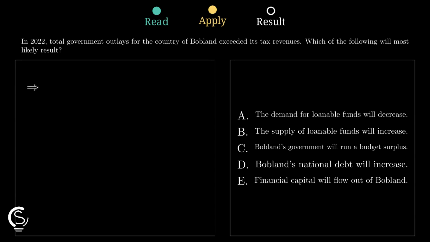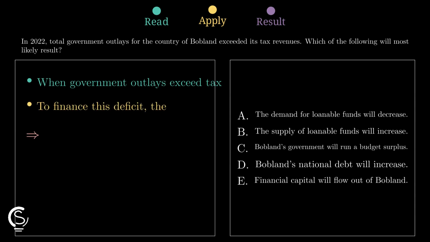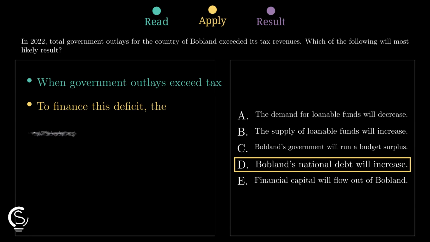To finance this deficit, the government must borrow money by issuing new bonds. This borrowing adds up over time, directly increasing the total amount of money the country owes to lenders. Since the national debt is the sum of all past deficits, it must increase. That makes option D our final winner. You got this.